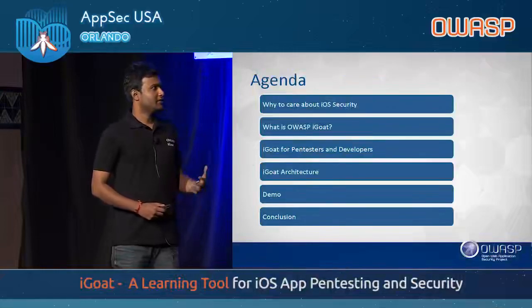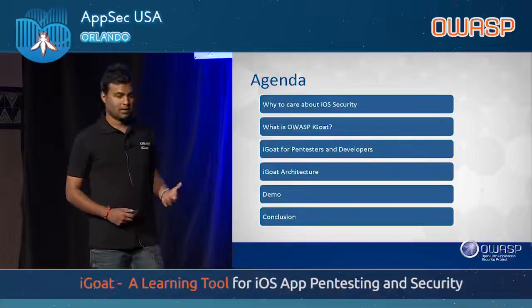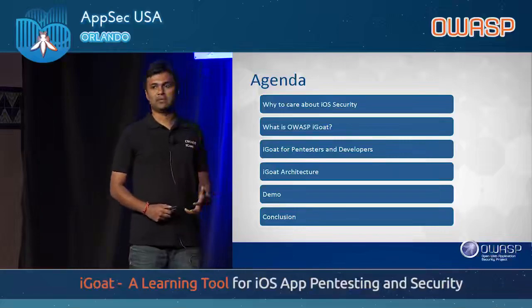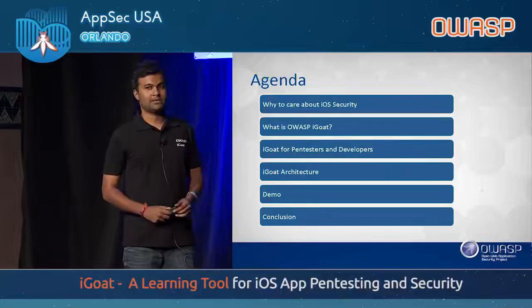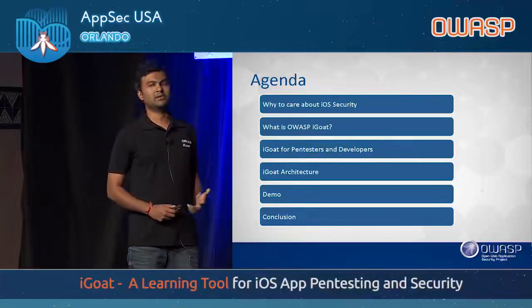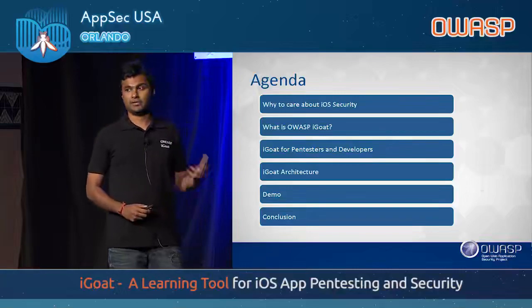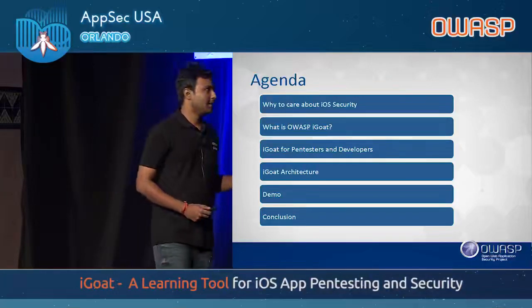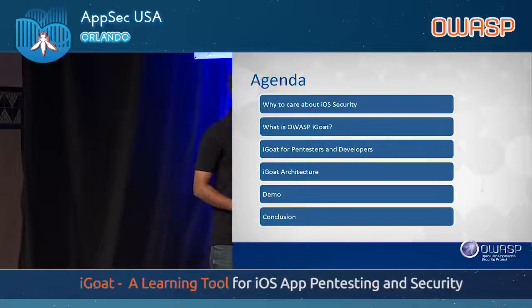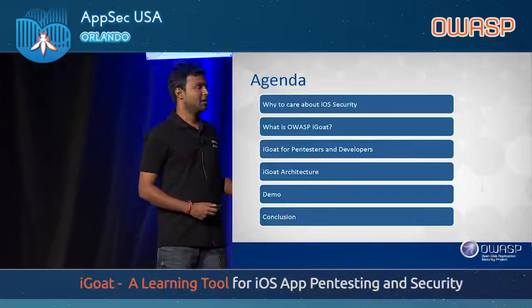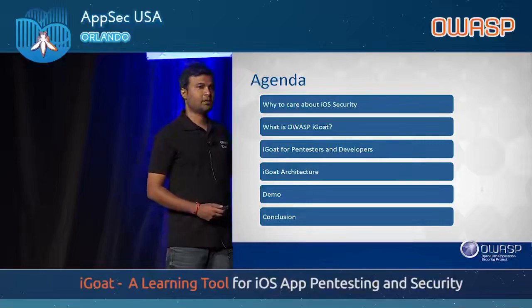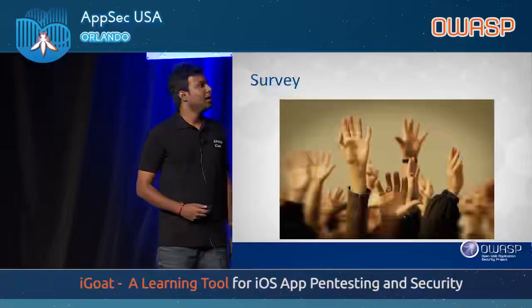Today's agenda is we'll talk about iOS security, what the OWASP iGoat project is, how it can help developers and pen testers solve security issues in iOS applications, and how you can have a secure SDLC in iOS development. I will demonstrate how it helps both pen testers and developers, how the architecture works, how we can make use of it, and all about the project details.